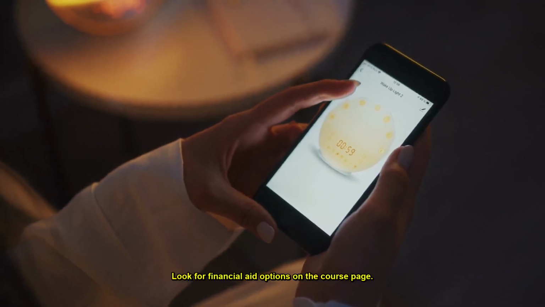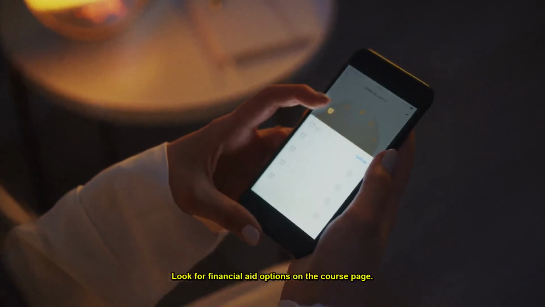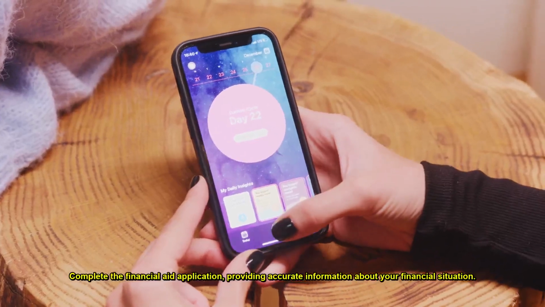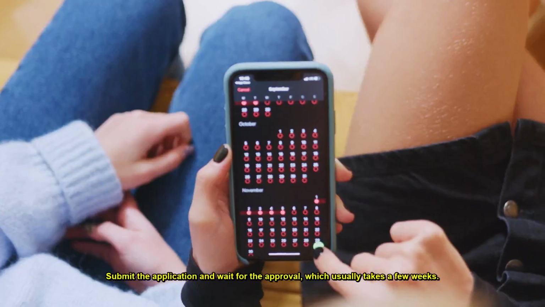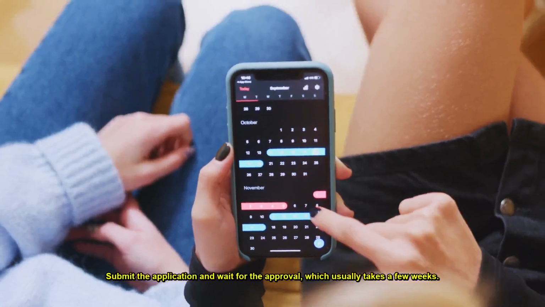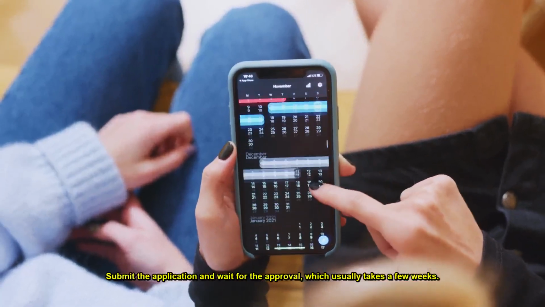Look for financial aid options on the course page. Complete the financial aid application, providing accurate information about your financial situation. Submit the application and wait for the approval, which usually takes a few weeks.